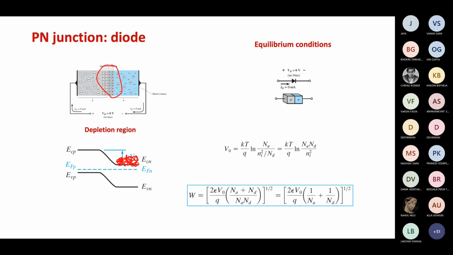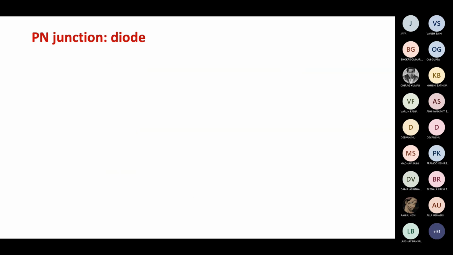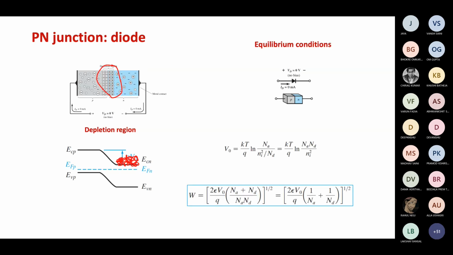This barrier, the barrier between the conduction band minima of P side and N side, this hill slope, stops these electrons from going from N side to the P side. Actually, before joining these two materials, this barrier was not there. As soon as we join, in order to equalize the Fermi level, this barrier is created. So this barrier is what stops the diffusion current.